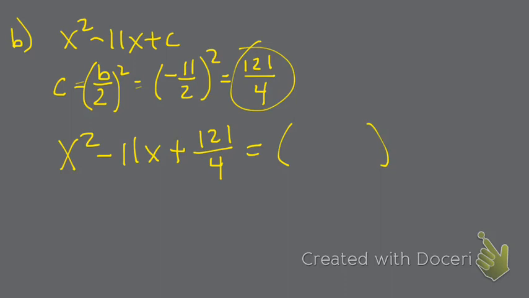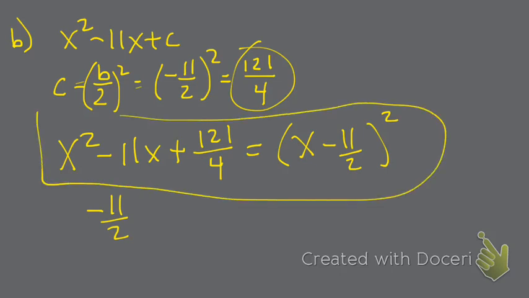To factor it, it's just going to be x, and then remember, take the b value, -11, and cut it in half. That's what goes inside the parentheses. That's your constant squared. And this is factored. And that would be my answer.